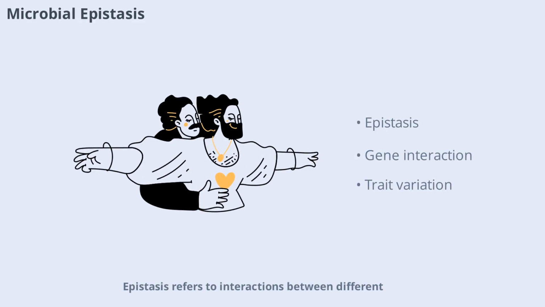Epistasis refers to interactions between different genes that affect a microbe's traits. In microbes, epistasis can influence how genetic changes impact fitness, adaptation, and evolution. Understanding these interactions helps scientists predict the outcomes of genetic modifications and natural mutations.